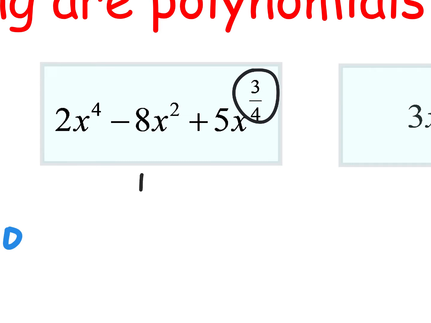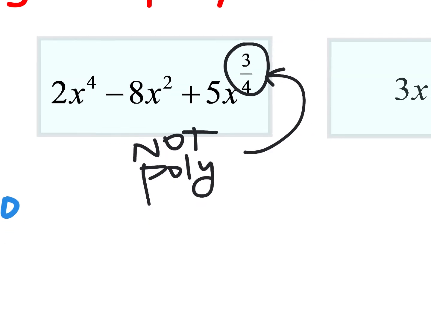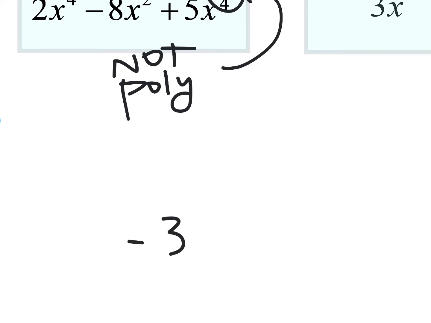Okay, so this is no, it's not a polynomial because it's got a weird power. The powers have to be normal numbers. And how do I say normal numbers? Well, whole numbers. Did you know that whole numbers can't be negative? A lot of people didn't know that. If I say like -3, is that a whole number? They go, yeah, it doesn't have any decimals or fractions, so it's a whole number.